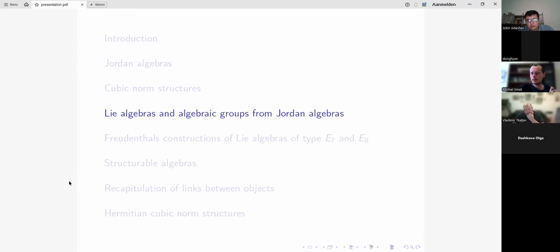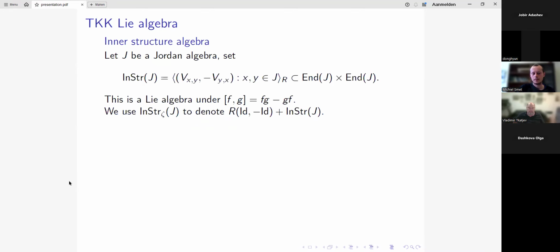So now I will introduce the Tits-Cantor-Köcher construction, and later I will come back to Freudenthal's construction of the Lie algebras of type E7 and E8. So to define the Tits-Cantor-Köcher Lie algebra, we first define the inner structure algebra, and you do this by making use of the V operators for your Jordan algebra. Namely, you take the couples V_{x,y} comma minus V_{y,x} as linear generators of a space of endomorphisms of J times J. And this forms a Lie algebra under the usual Lie algebra composition.